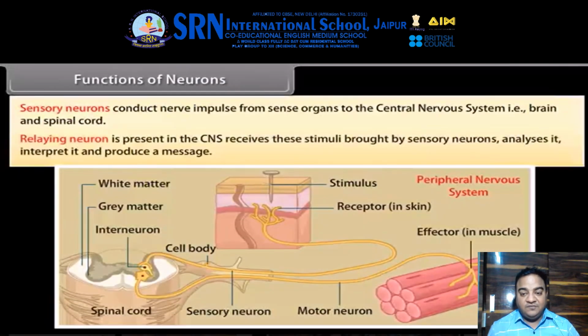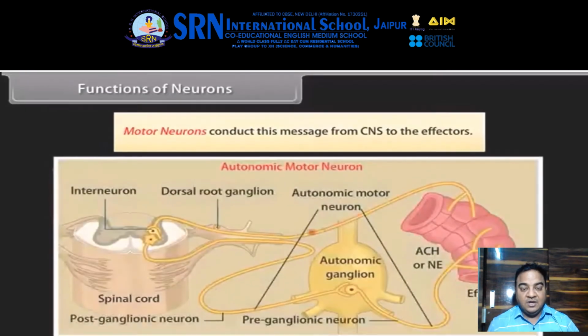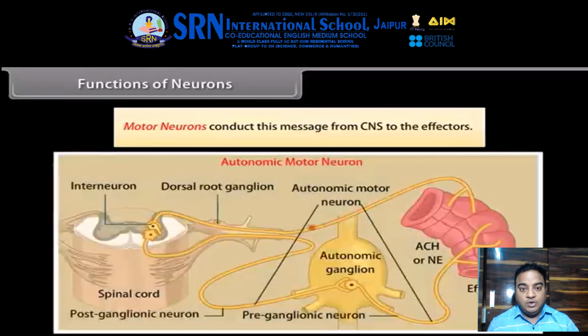Now let us see what is the function of the neuron. Sensory neurons conduct nerve impulses from sense organs to the central nervous system, that is the brain and the spinal cord. We all know, dear learners, that the central nervous system comprises two parts, that is the brain and the spinal cord. The relaying neuron is present in the central nervous system, which receives the stimulus brought by the sensory neurons, analyzes it and interprets and produces a message. Motor neurons conduct this message from the central nervous system to the effector organs. These effector organs bring about a typical type of response.